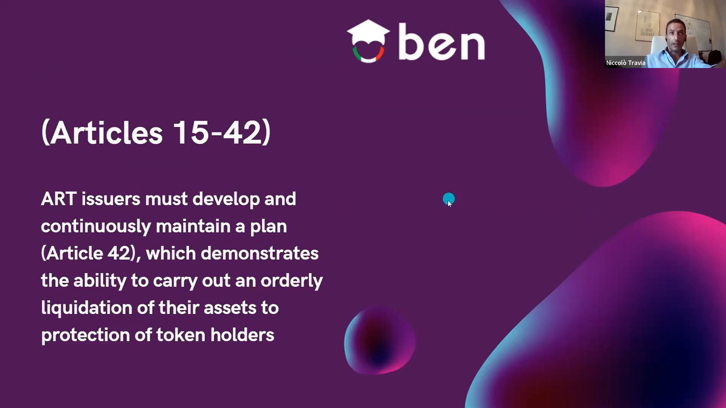The ART issuers must develop, and this is interesting, and continuously maintain a plan which demonstrates the ability to carry out an orderly liquidation of their assets to protect the token holders. So they have to be, let's say, audited constantly, and at any time they have to demonstrate that they have the liquidity to repay their investors if there is a bank run, let's say.